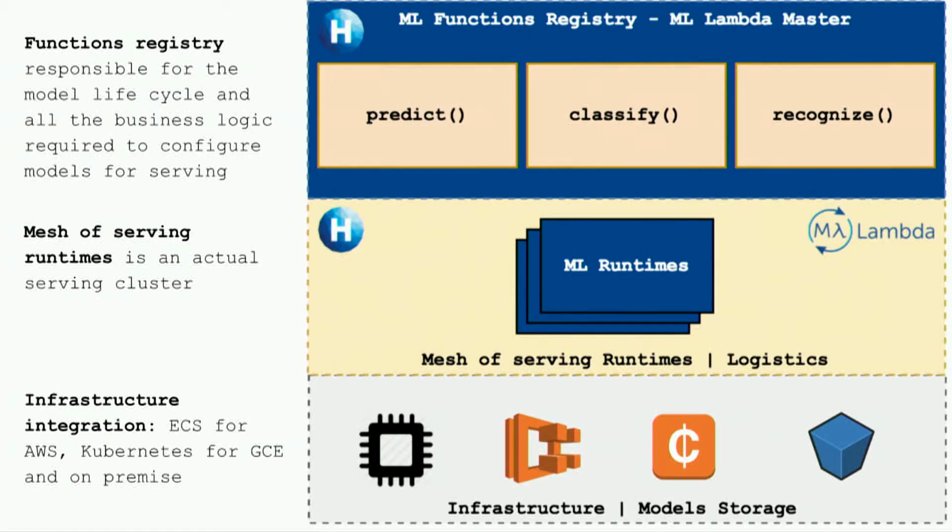As a high-level architecture, I will skip it really quickly. We strongly believe in the function as a service paradigm. So we treat a machine learning model as a function, similar to an AWS function, that could be registered in the cloud and triggered from anywhere in your application. We have a functions registry, a mesh of serving runtimes powered by Envoy, and the integration with infrastructure with CPU, GPU, and Spot instances.